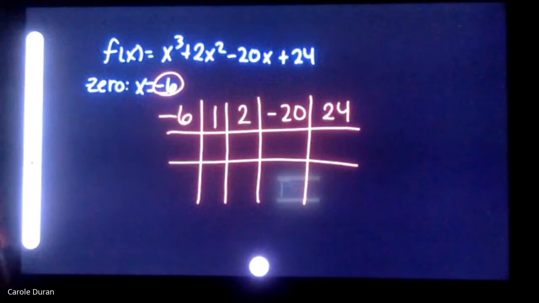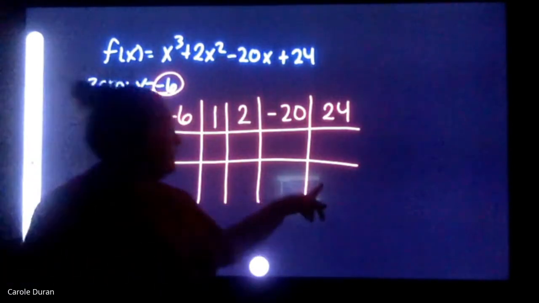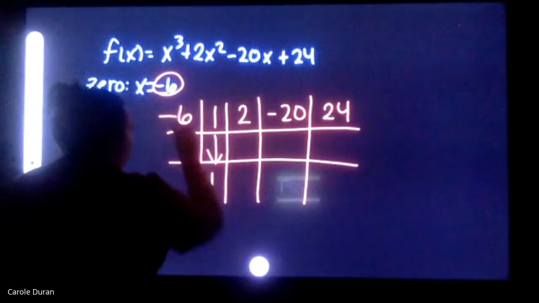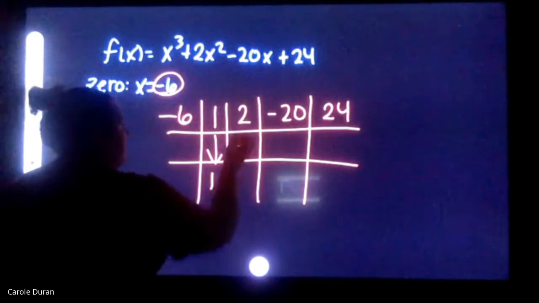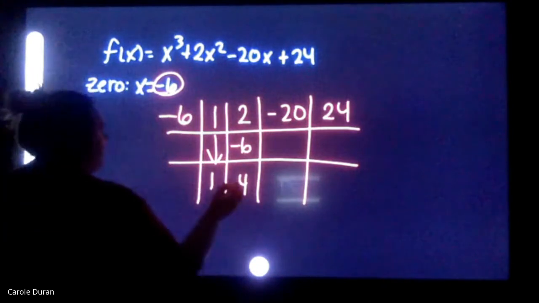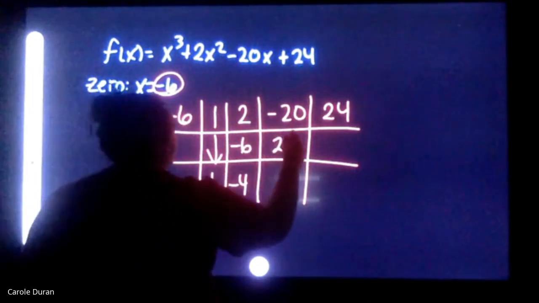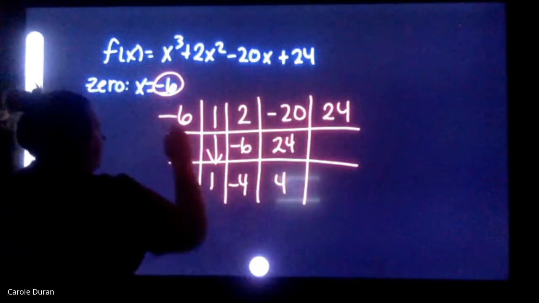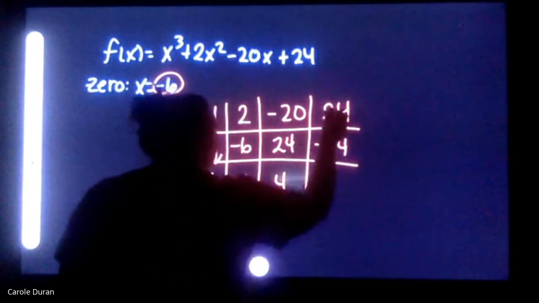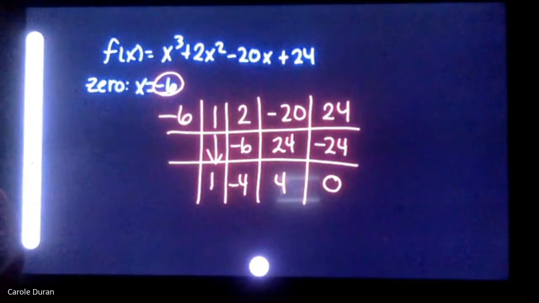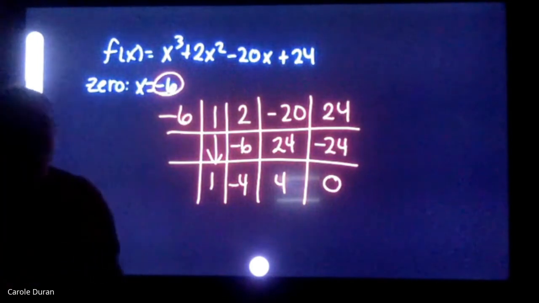my zeros. Since that is a 0, I expect that when I do the division, I'm going to get a remainder of 0 in this bottom right box. I drop the 1 straight down. 1 and negative 6 is negative 6. Add straight down. 2 plus negative 6 is negative 4. Negative 4 and negative 6 is positive 24. Negative 20 and 24 is 4. 4 and negative 6 is negative 24. 24 minus 24 is 0. So I know that it worked.